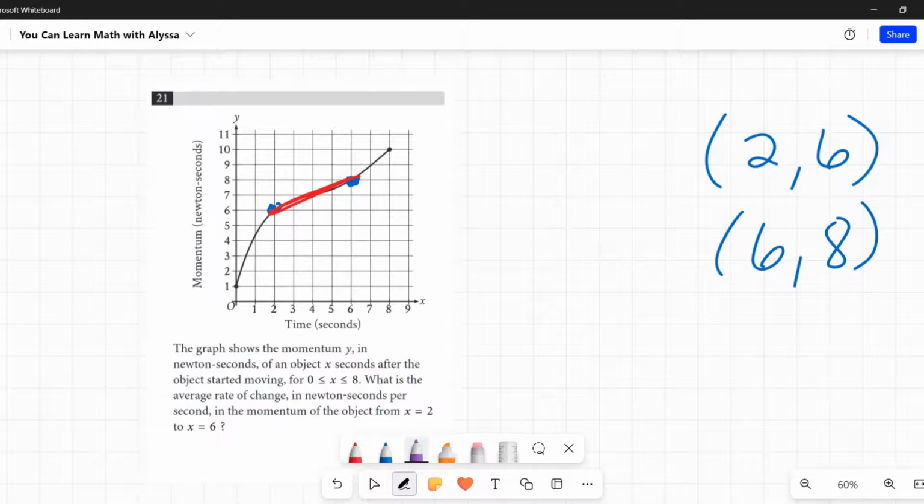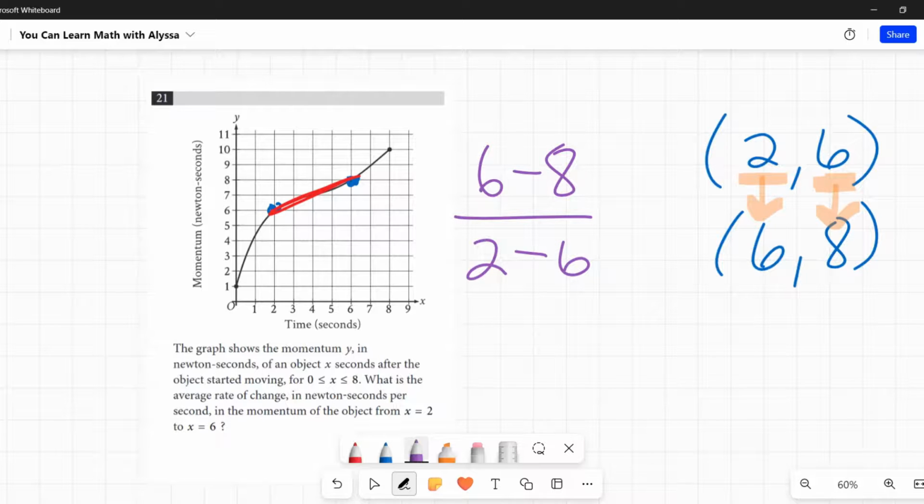So you subtract the y's on top and you subtract the x's on the bottom. So I'm going to start with the top one and then go to the bottom one, and I need to do that for both. First I'm starting with that 6 and I'm subtracting the 8. On the other one, I'm starting with the 2 and I'm subtracting the 6. It doesn't matter which direction I go.